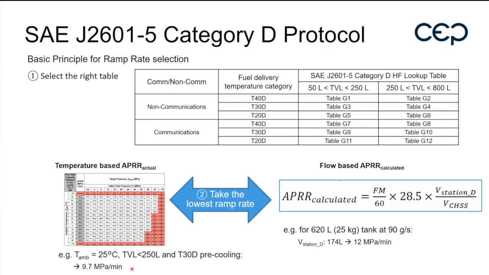Imagine this is the same vehicle as this one. Then you take just the lowest of the two. Which means that it's not flow constrained. We will take the temperature constraint value, 9.7.